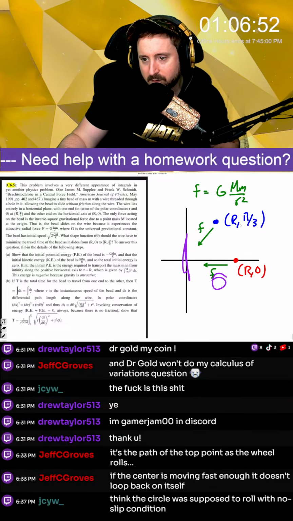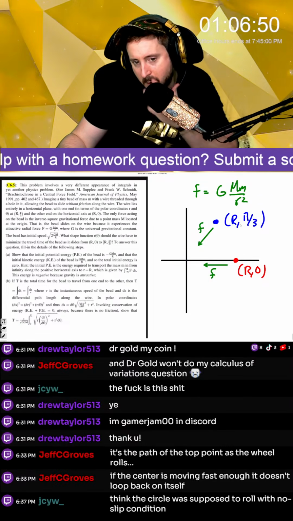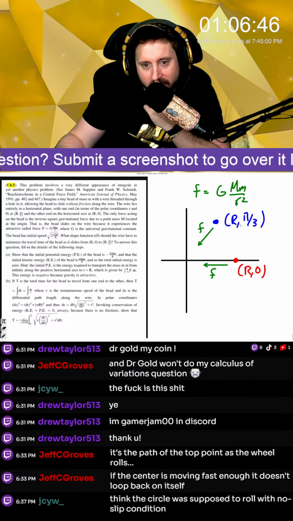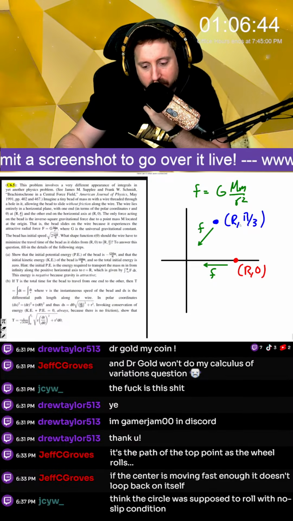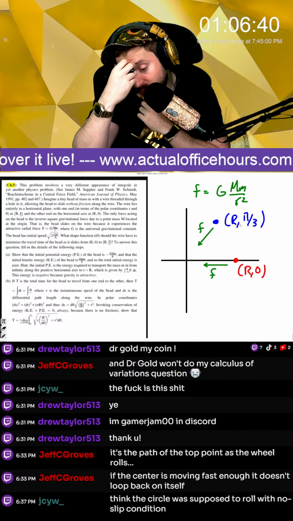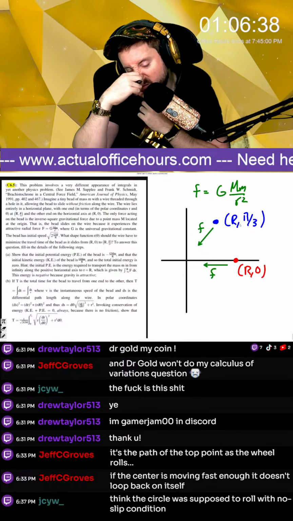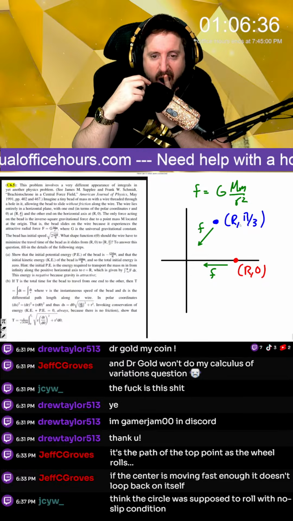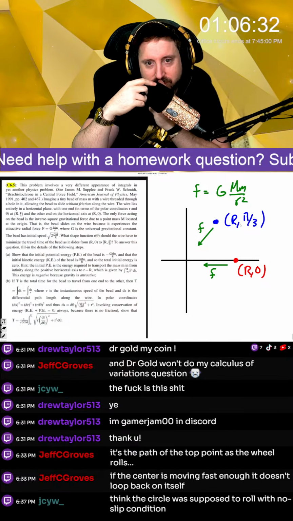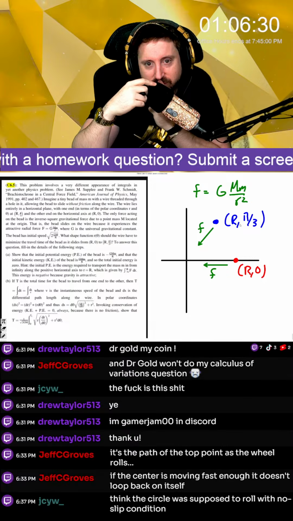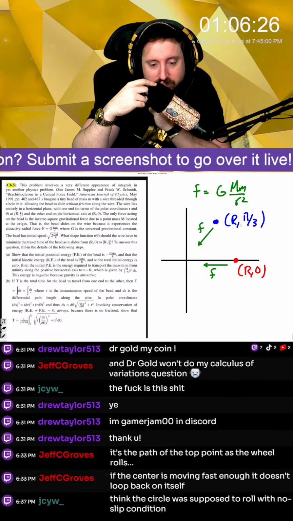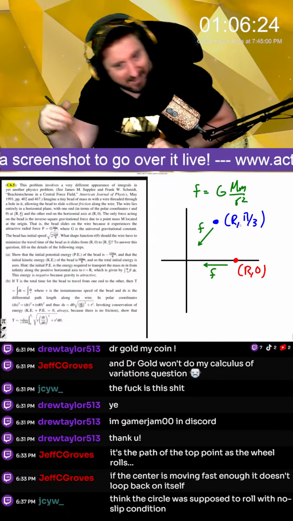Yeah, and it's asking what shape the wire should have, not what shape a point on the circle would have. It's saying what shape the wire should take to minimize the speed the bead would need to roll there. And the solution to that is the Euler-Lagrange equation, which is part B. Wow. Okay, let's do part A.